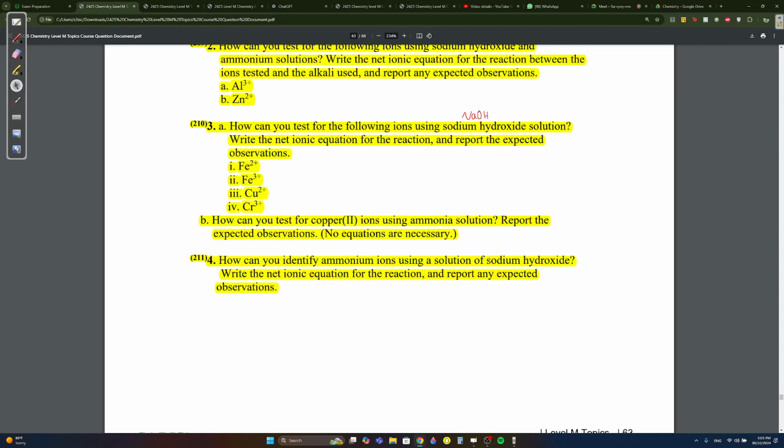How can you identify ammonium ions using a solution of sodium hydroxide? When you add ammonium ions to sodium hydroxide, you get ammonia gas and water. Write the net ionic equation for the reaction and report any expected observation. The net ionic will be NH4+ plus OH- to produce NH3 and water, gas, aqueous, aqueous. The expected observation would be release of a pungent-smelling gas that turns damp red litmus paper blue.